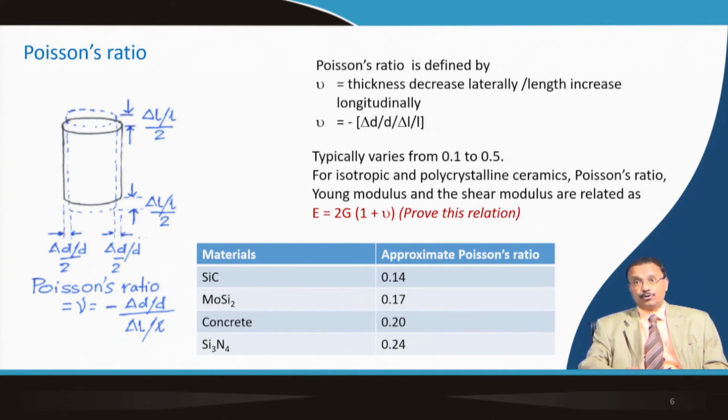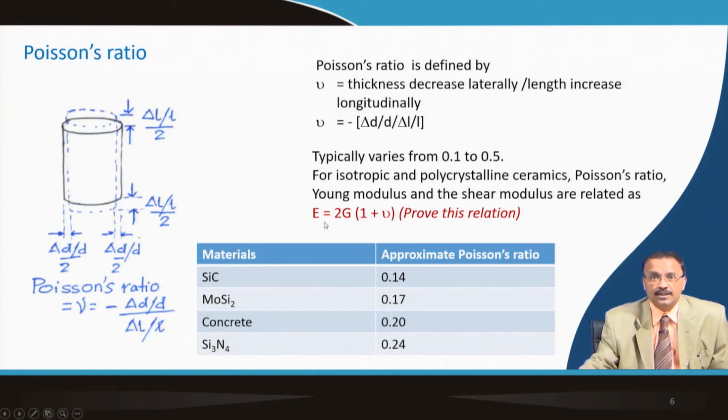For isotropic and polycrystalline ceramics, Young's modulus and shear modulus are related, and this relation is E equals 2G times (1 plus Poisson ratio). I would like you to try to prove this relation. Usually for various materials like silicon carbide, molybdenum disilicide, which is a material for heating elements, concrete, and silicon nitride, the Poisson ratio is in the range of 0.1 to 0.5.